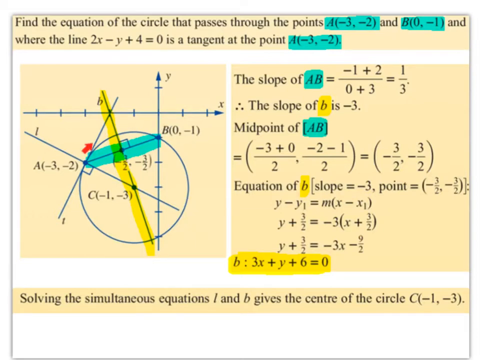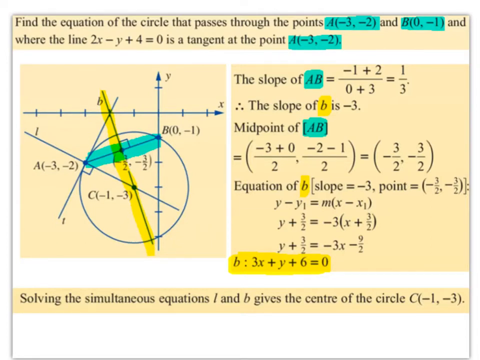Now if we get the midpoint of the blue line, we get a point that is on the yellow line. So using our midpoint formula and using the points -3, -2 and 0, -1, we end up getting -3/2, -3/2 to be the midpoint of the blue line. So this point must also be on the yellow line.